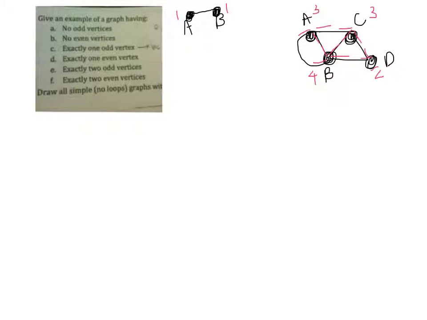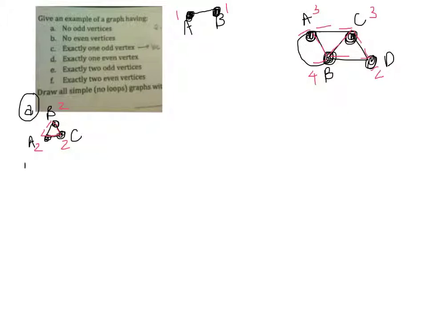So let's take a look at the problems we have here. The first one is asking us to give an example of a graph having no odd vertices. So we only want even vertices. So an example of that would simply be a triangle. If you have A, B, and C, you can see that vertex A has 2 edges, B has 2 edges, and C has 2 edges. So this is an example of a graph having no odd vertices, since all of the vertices in example A are even.